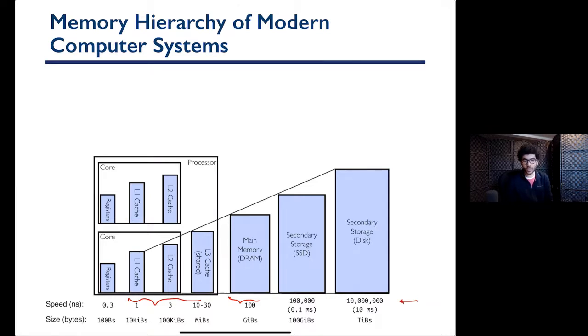As you get closer to the processor, the amount of storage you have decreases, but then the speed increases. So your registers are in orders of hundreds of bytes, but they're very fast. But then your SSD is much larger, but then it's slower.